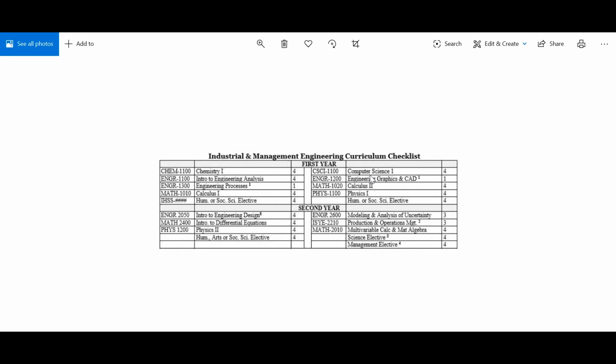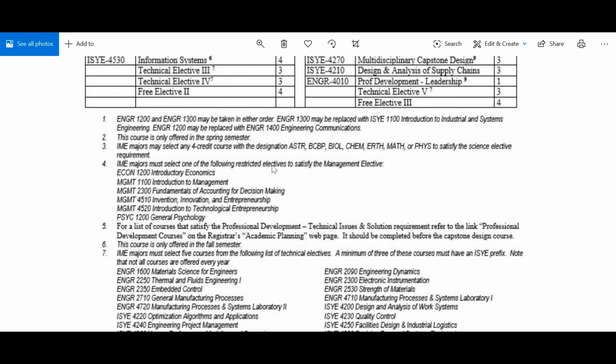Going into the second semester, you'll take Computer Science, Engineering Graphics, and CAD, or you can see the footnote here. There's another course that you can take, Engineering Communications. Both of these courses cover CAD. However, one of them, Engineering Communications, has CAD during the first half of the semester, and then the second half is word processing software. Engineering CAD, or Engineering 1200, is strictly CAD the full semester.